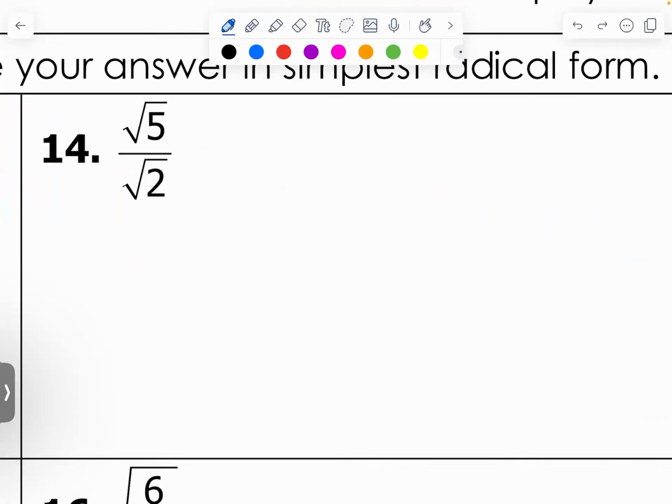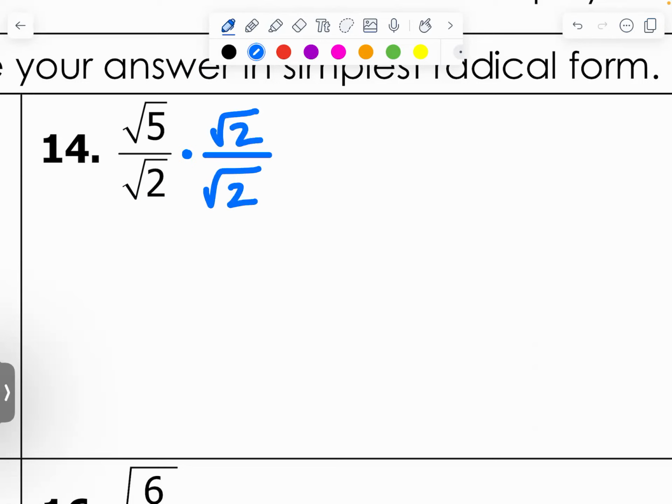Okay, so would it be helpful to write this as the square root of 5 divided by 2? Is there any simplifying we could do with that? No, not going to help us. But we have the square root of 2 in our denominator. We cannot have that, okay? So we are going to multiply both numerator and denominator by that square root of 2.